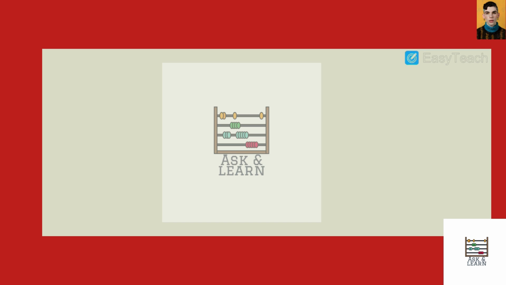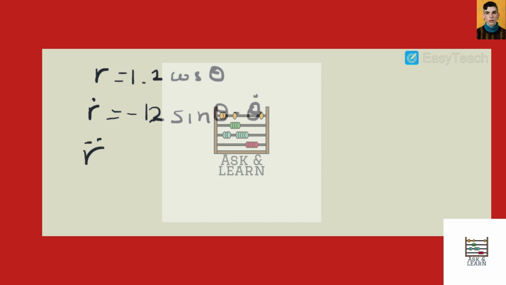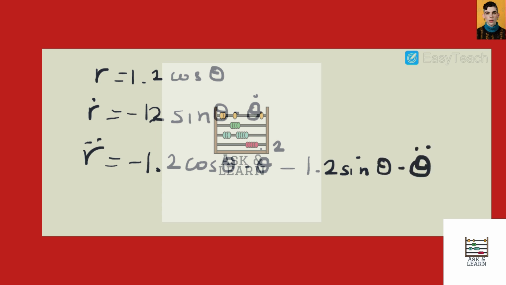So what we're going to first say is that we know that r is equal to 1.2 cos theta. Therefore, r dot is equal to negative 1.2 sine theta times theta dot. And then r double dot is going to be equal to negative 1.2 cosine theta times theta dot squared minus 1.2 sine theta times theta double dot.